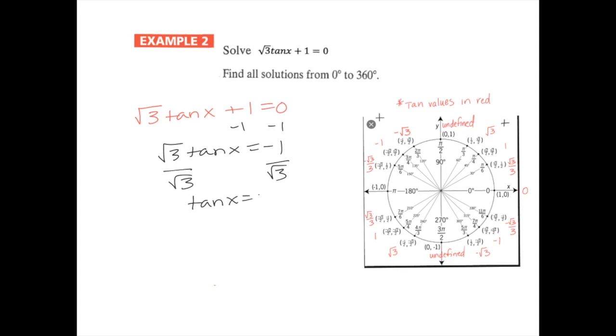Which gives me that tangent of x equals negative 1 over root 3. Now, since I've already gone through and filled in all of my tangent values around my unit circle and they're all rationalized, it's going to make sense for me to rationalize this value for tangent of x before I try to find it on my unit circle. So I'm going to go ahead and multiply by root 3 over root 3 so that I find out that I'm actually looking for a value where tangent of x is equal to negative root 3 over 3.